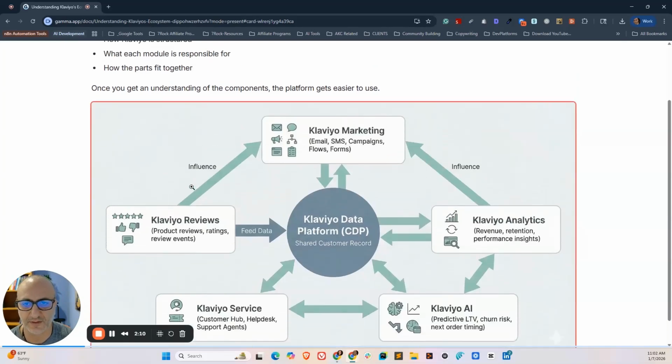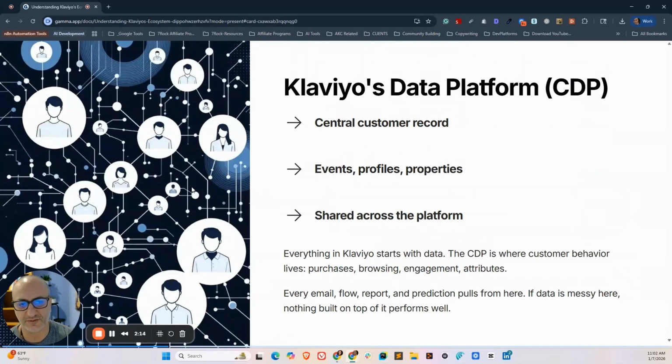Makes it really cool. So again, central customer record, right? Events, profiles, the properties of your customers and what they've done, what actions they've taken, what things they've purchased. And then it's shared across all the different components of the platform. So all the data is in one place, but it's also shared by all the modules inside.